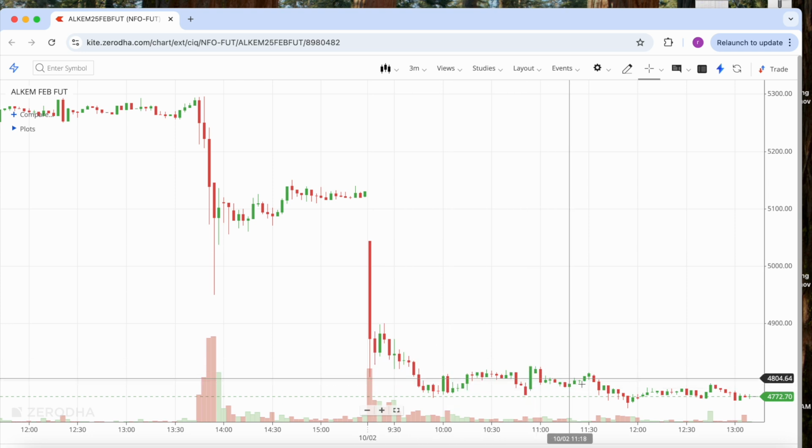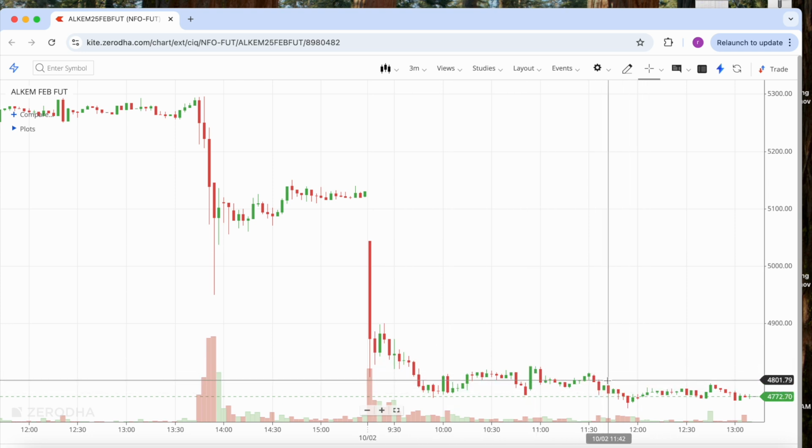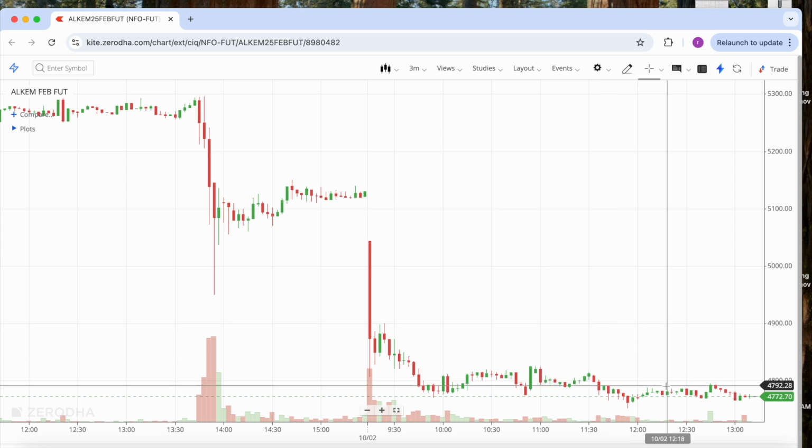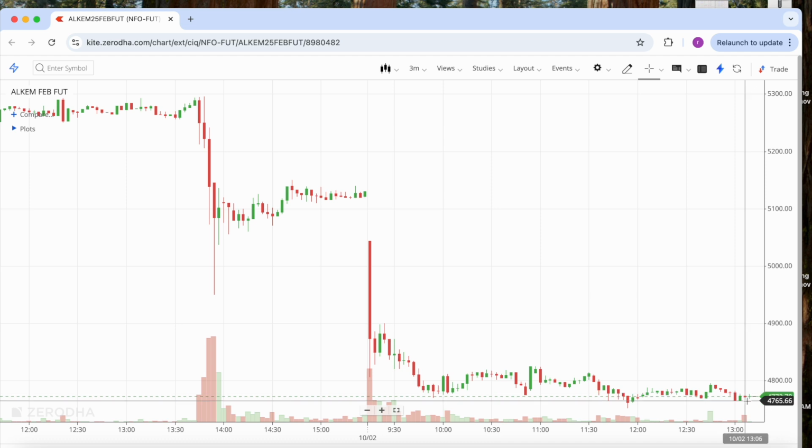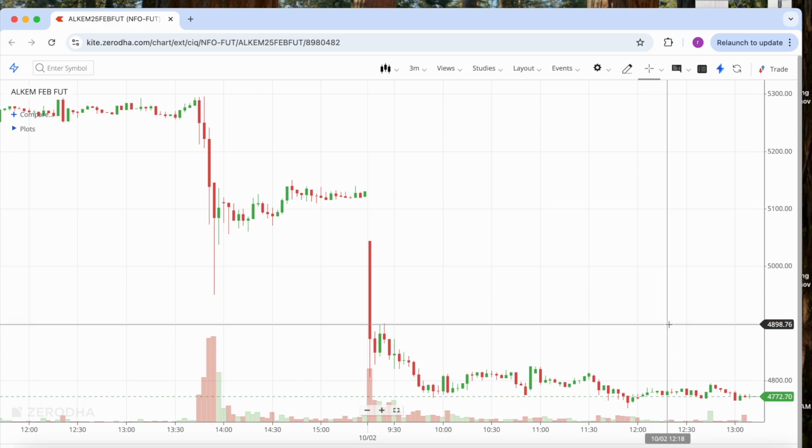And till now, it is moving in the downward direction only, forming a closed range in the value area. So it may happen that it will move downward tomorrow or in the upcoming sessions. So this is the open drive downward.